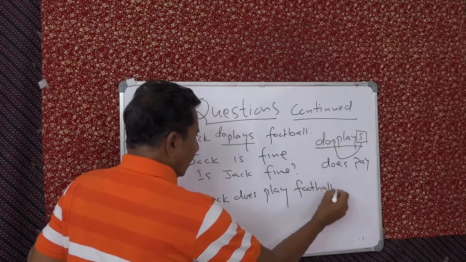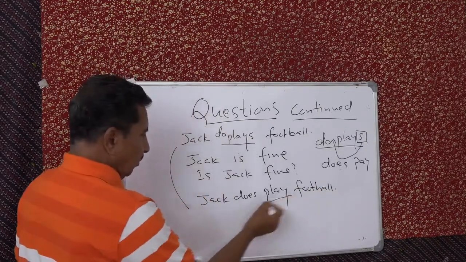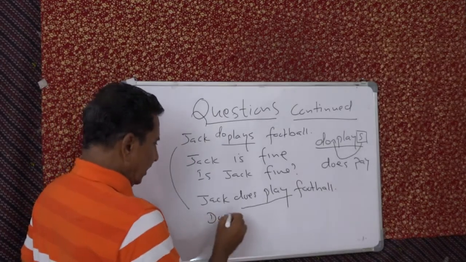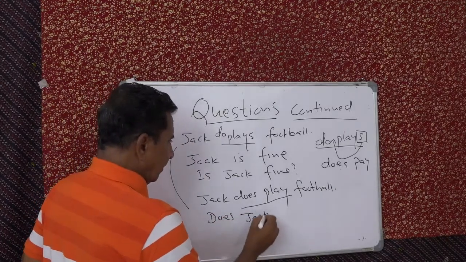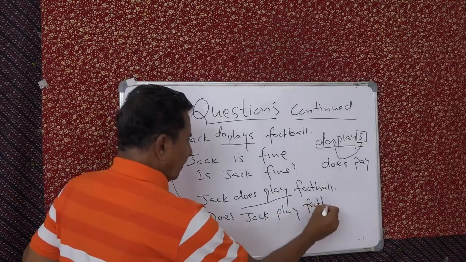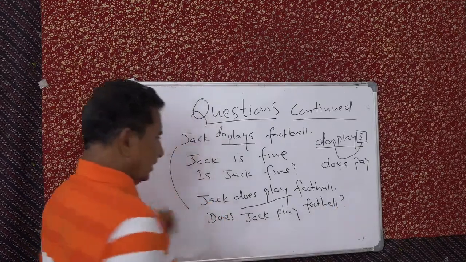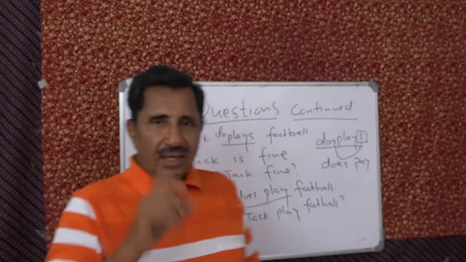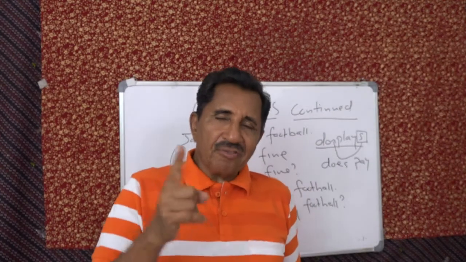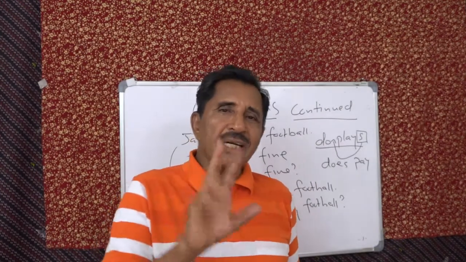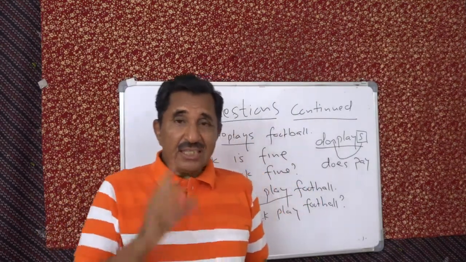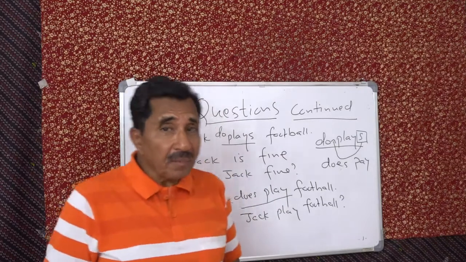Football. Now it's easy. There are two members here. Take the first member. Does Jack play football? So it is very easy, isn't it? So if the tense form has only one word, you have to make it a phrase. There are only two tense forms with one word, that is simple present and the simple past.